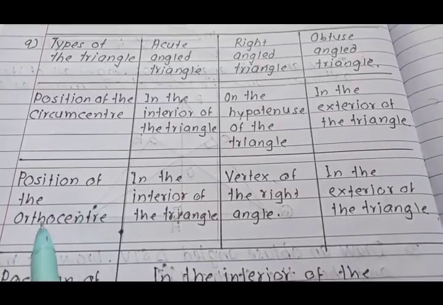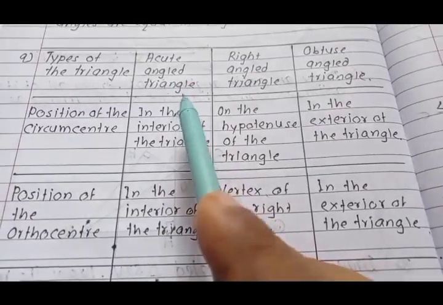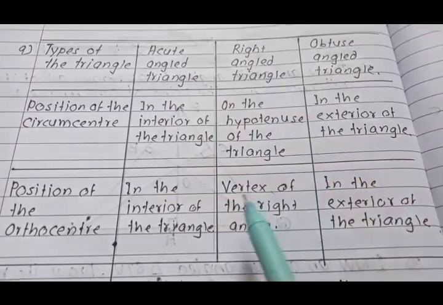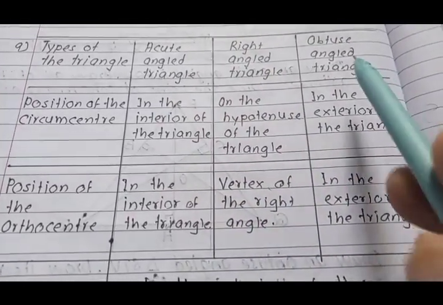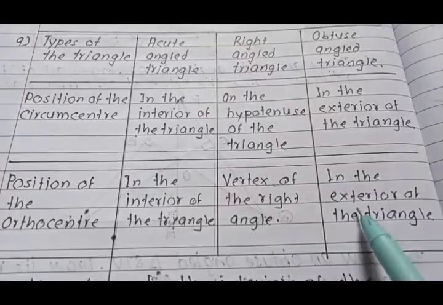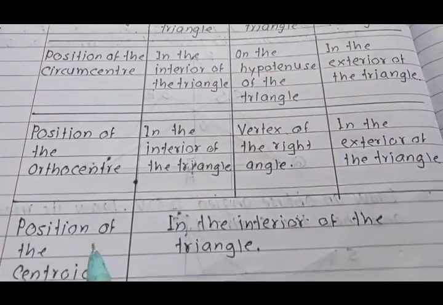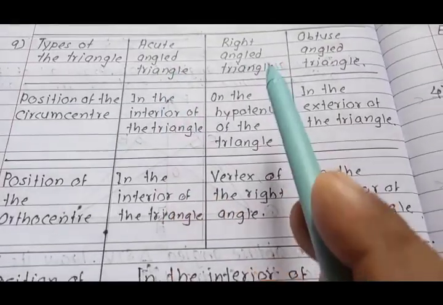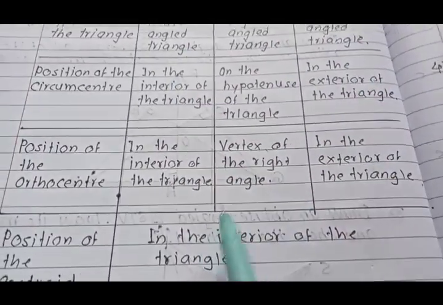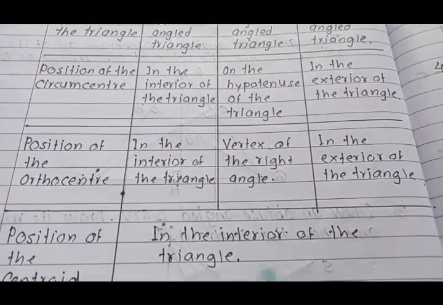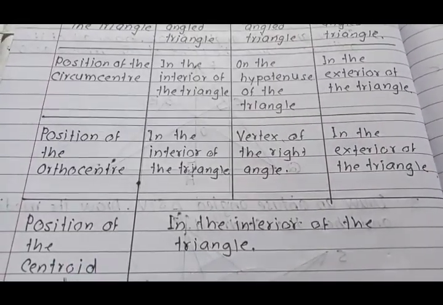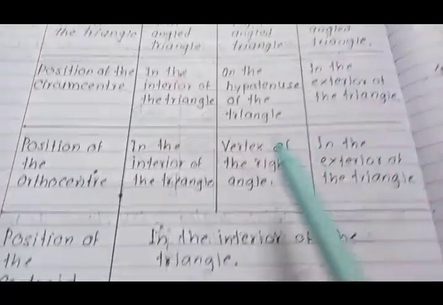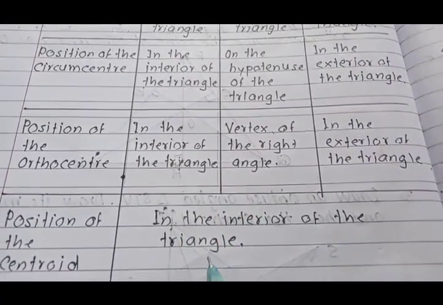Then, position of the orthocenter. Acute angle triangle: in the interior of the triangle. Right angle triangle: at the vertex of the right angle. Obtuse angle triangle: in the exterior of the triangle. Next, position of the centroid. For acute angle, right angle and obtuse angle triangles, it is in the interior of the triangle.